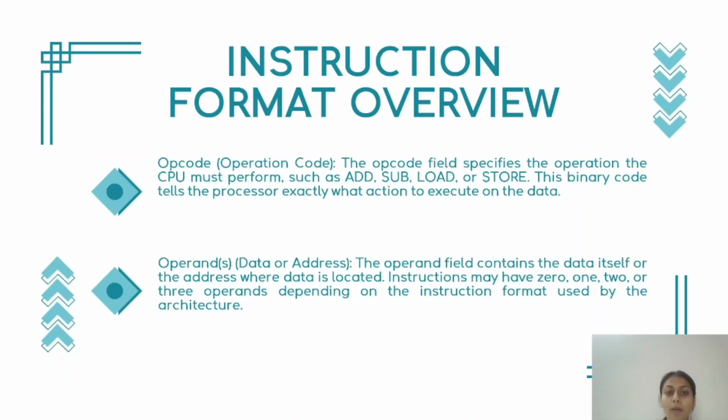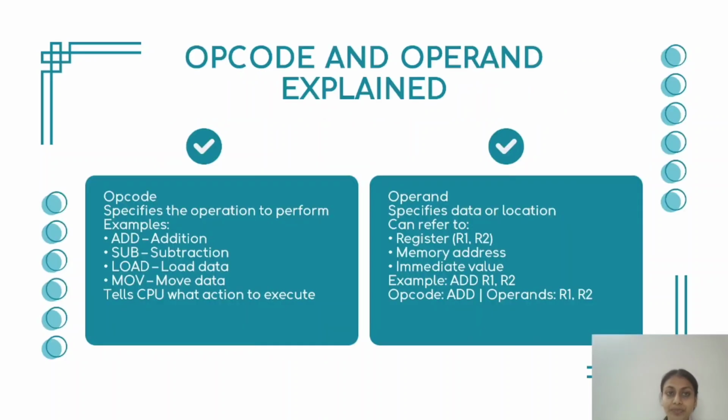Instruction format overview. Opcode: the opcode field specifies the operation the CPU must perform, such as add, subtract, or store. This binary code tells the processor exactly what action to execute on the data. Operand: the operand field contains the data itself or the address where the data is located. Instructions may have 0, 1, 2, or 3 operands depending on the instruction format used by the architecture.